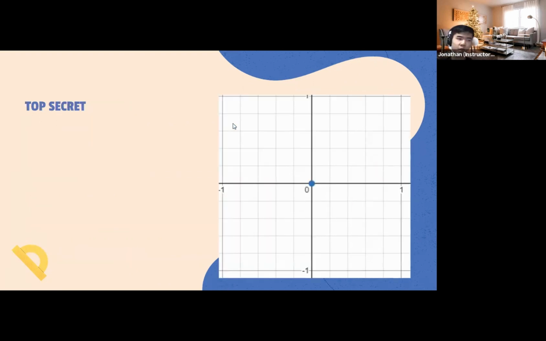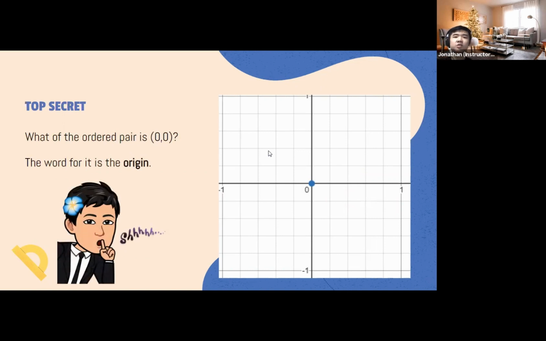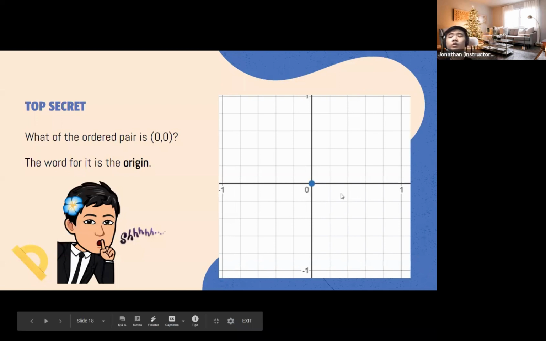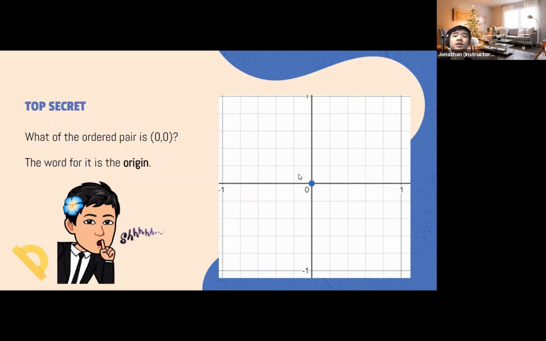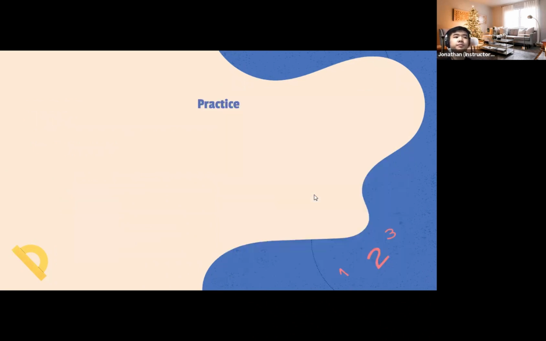So here's something top secret. What is the ordered pair of 0, 0? It's going to be right here, when x is 0, y is also 0. And there's a secret word for it. Well, it's not secret, but it's just a word that all of us use. It's called the origin. Hopefully you should know this, because this is pretty important later on. Once you move up, you have to know what an origin is, and you have to know what ordinate and abscissa are, all those complicated words. But this is the origin, which is just 0, 0.